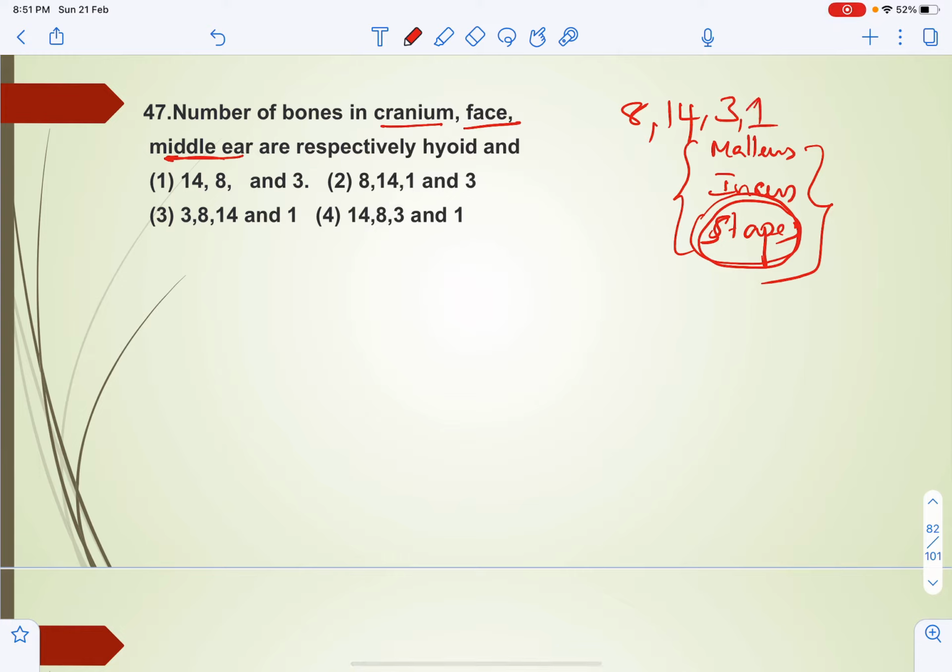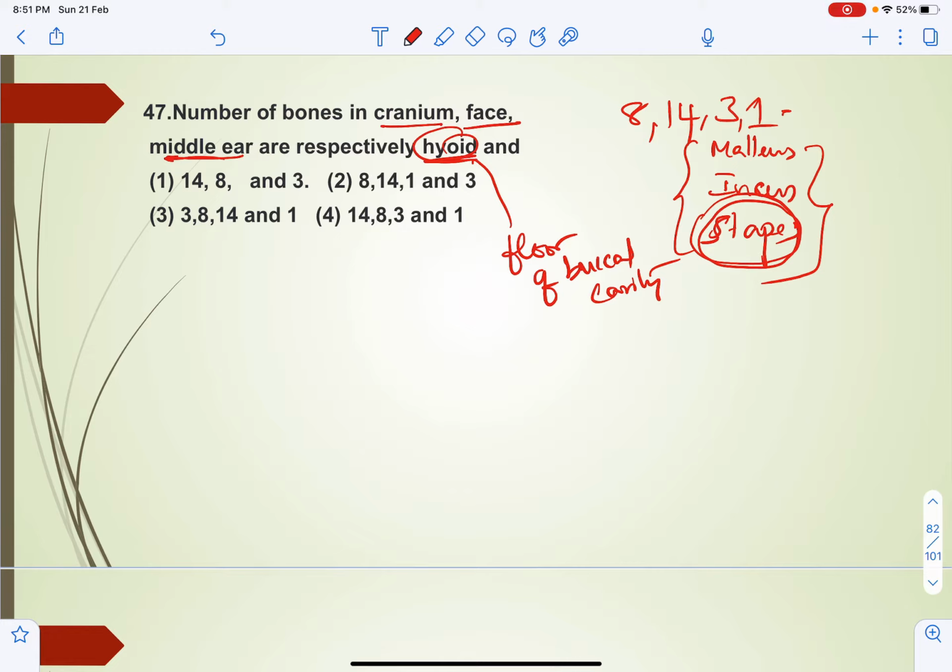So in this case we can say that the hyoid bone is a 1. Hyoid bone, the bone to which the tongue muscles attach and forms the floor of the buccal cavity. So the answer for that we can say 8, 14, 3, 1.